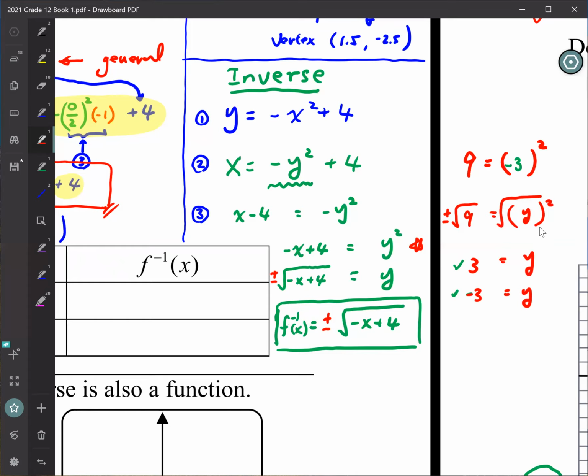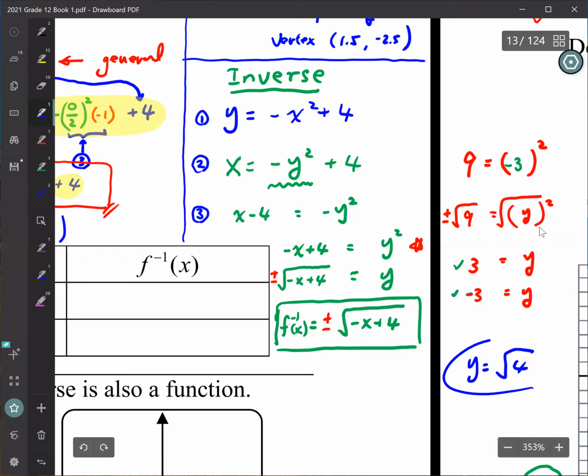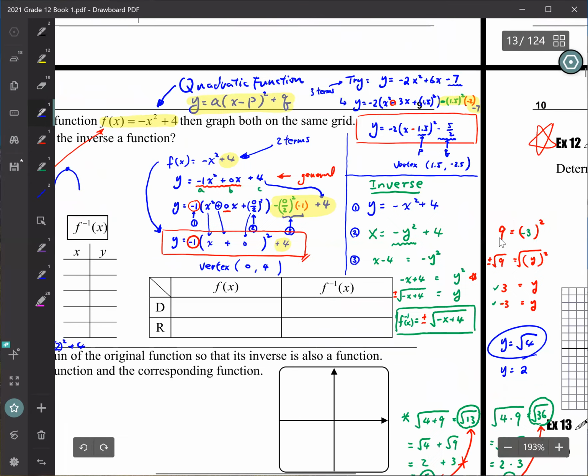If you are the one writing the square root out, then you need plus minus. But if the question already has a square root, you do not need to add your own plus minus. Like this blue part will just equal to 2. You don't need to write plus minus 2, just equal to 2, because the question already has a square root. So we got our function here.